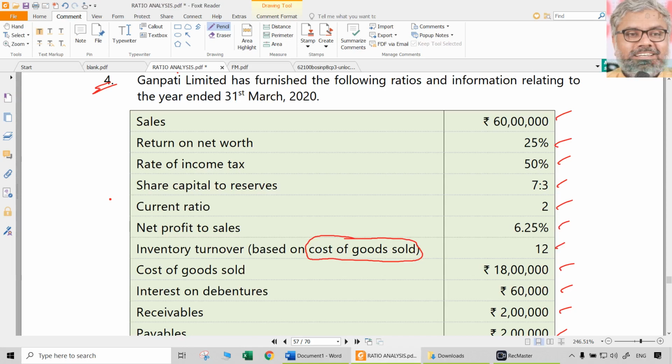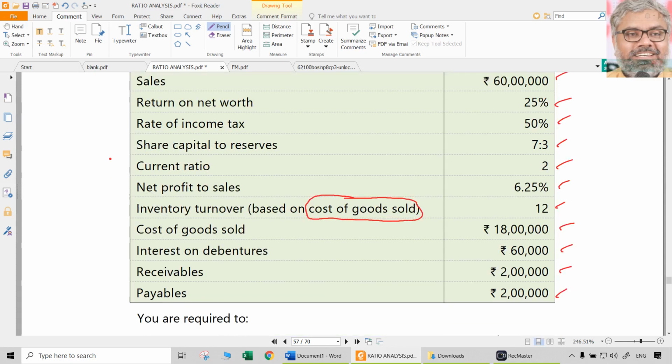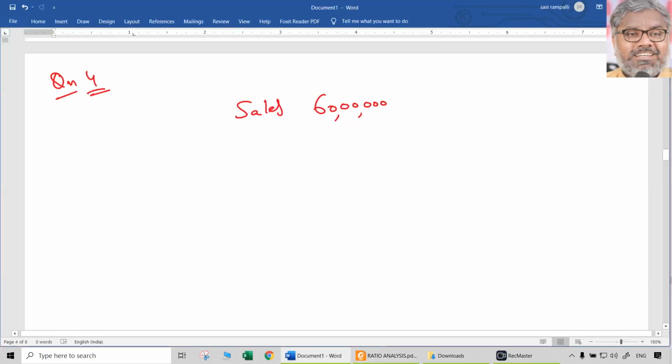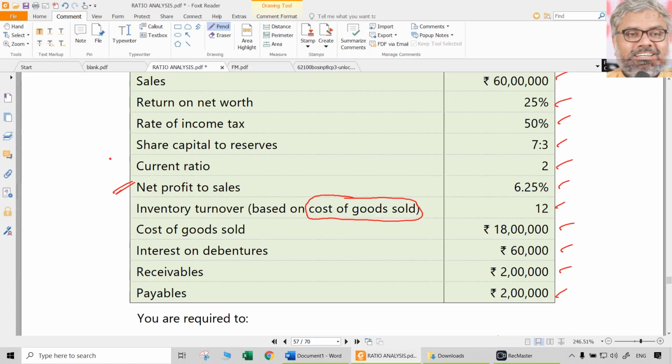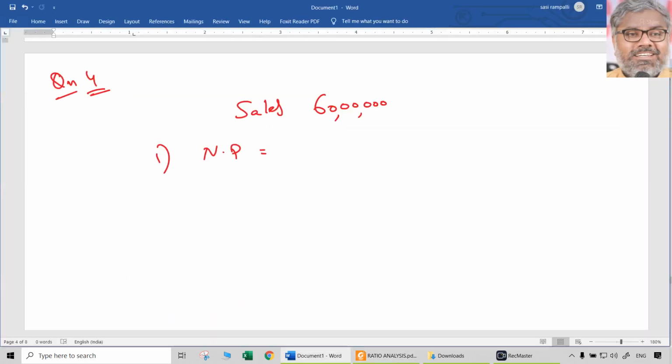We cannot use it now directly, not possible. Rate of income tax also we cannot use it now. Share capital to reserves we cannot use it now. Current ratio we cannot use it with sales. But net profit to sales ratio we can use. So how much is net profit, that we can find out. Net profit is how much? That is mentioned as 6.25% of sales. So 60 lakhs multiplied with 6.25% means net profit is 3,75,000.